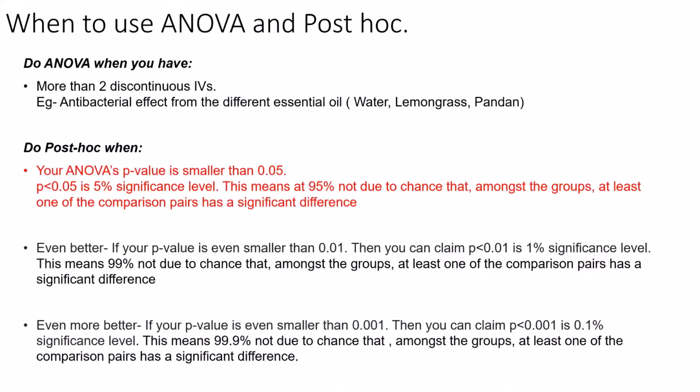We just mentioned the flowchart of how it works. Just want to add one thing: if your p-value is really, really small, you can be even more confident of your statistical test. For example, if your p-value is smaller than 0.01, then you can claim that p is smaller than 0.01 and it's at the 1% significance level. This means that 99% it's not due to chance that amongst the groups, at least one comparison pair has a significant difference.